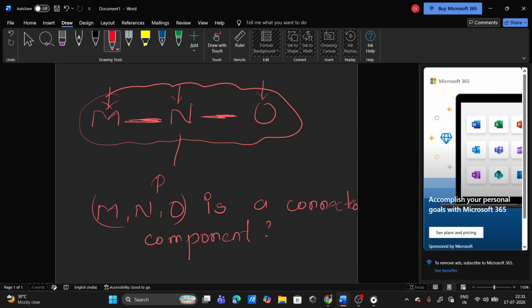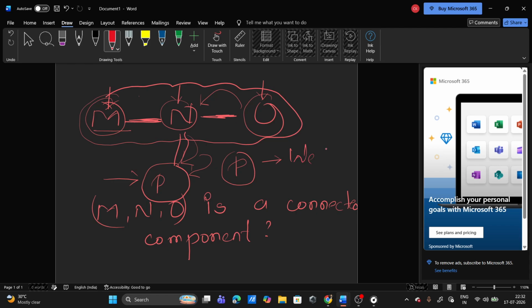However, you can also reach this vertex P. If you are at M, you can travel through N and reach this vertex as well. If you are at O, you can travel through N and also reach this vertex. If you are at P and you want to reach vertex M, you can take this route and reach it. If you want to reach O, you can do that. Therefore, we cannot exclude P here. We have to include P. P is one more vertex which will come under this set.